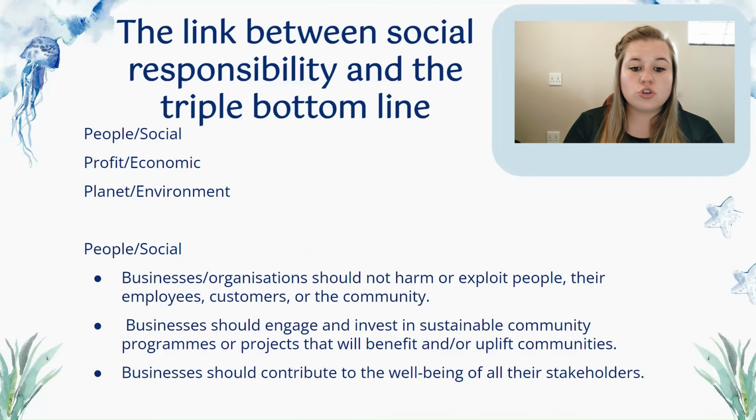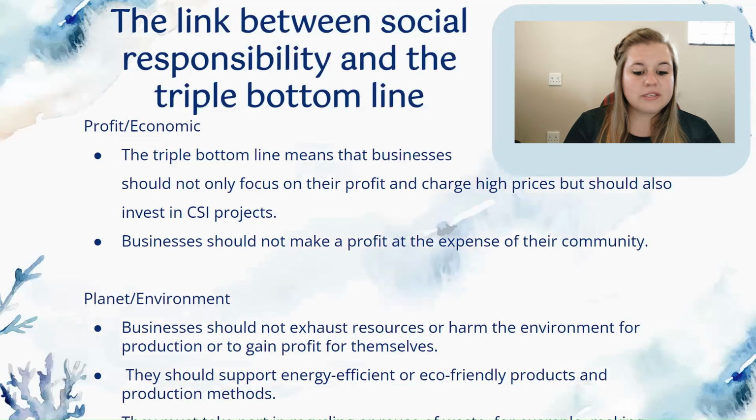So the link between social responsibility and the triple bottom line. We've got the three, as we mentioned: social, economic, and environmental. You can also call them people, profit, or planet. So let's look at people, social. Businesses or organizations should not harm or exploit people, their employees, customers, or the community. Businesses should engage and invest in sustainable community programs or projects that will benefit and uplift communities. Businesses should contribute to the well-being of all their stakeholders.